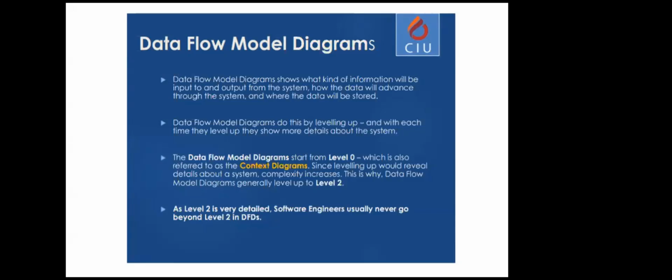With each level, the data model becomes more complex. Usually, the levels do not go beyond level 2, because if you go beyond level 2, it becomes too realistic and very time-consuming to draw the diagrams. So the maximum level where you usually stop is level 2.